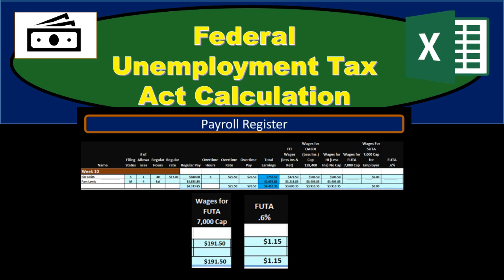In this presentation, we will take a look at the calculation for federal unemployment tax, or FUTA.